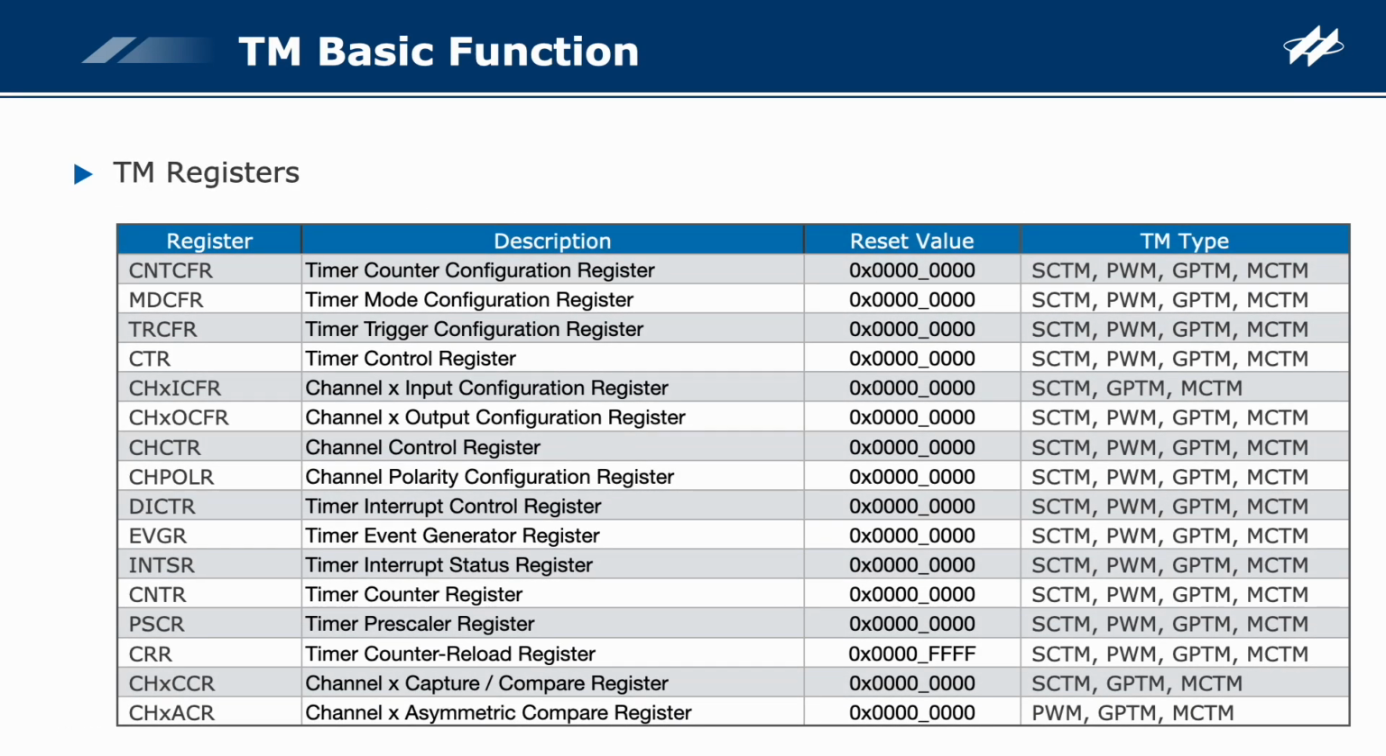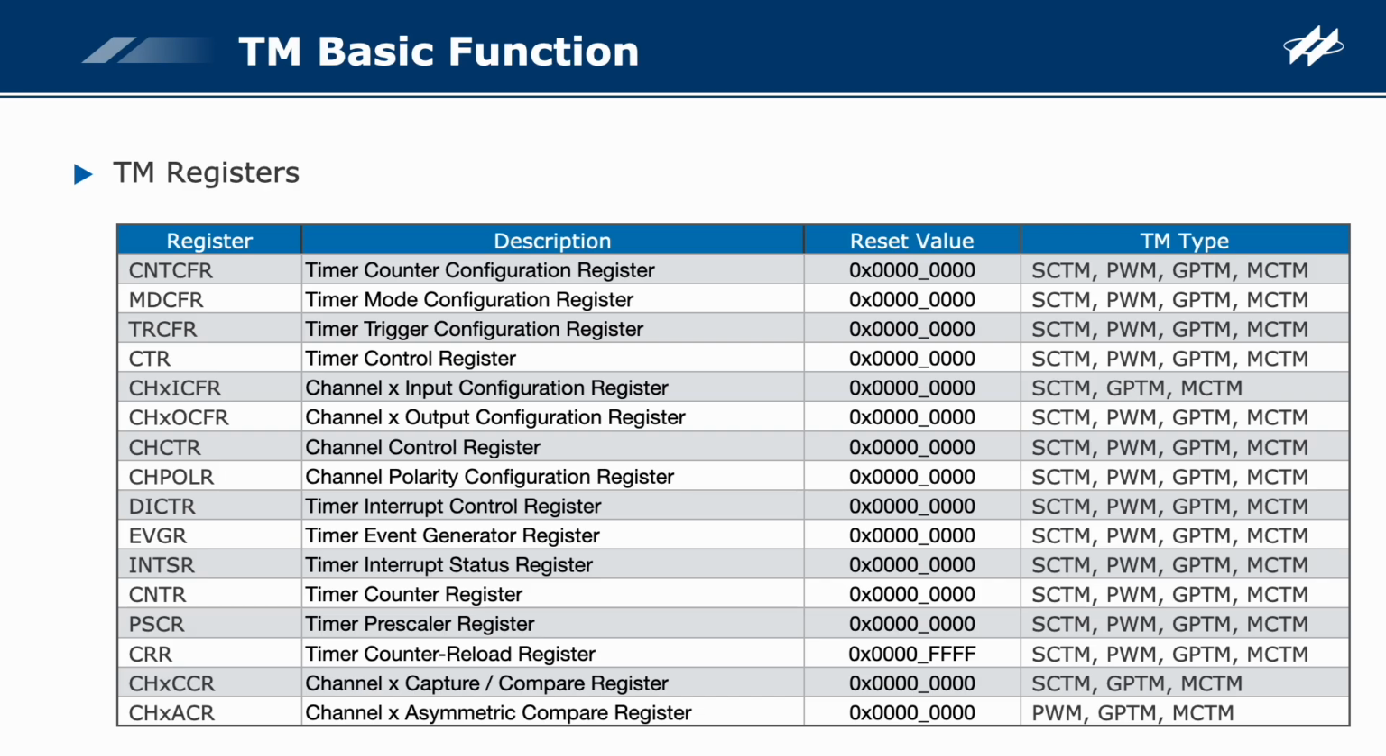Then, we'll briefly introduce the TM-related registers. The timer counter configuration register specifies the timer counter configuration. The timer mode configuration register specifies the timer master and slave mode selection and single pulse mode. The timer trigger configuration register specifies the trigger source selection of the timer. The timer control register specifies the timer enable bit and CRR buffer enable bit.